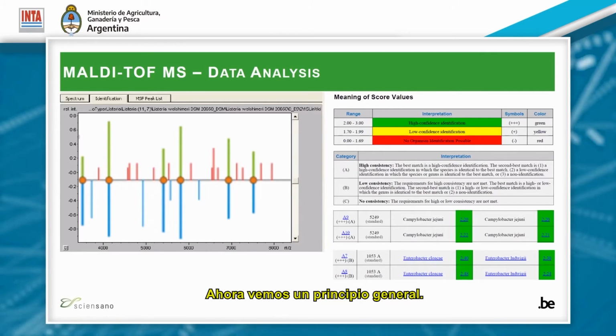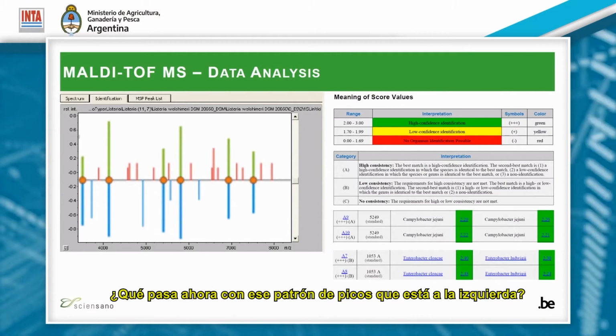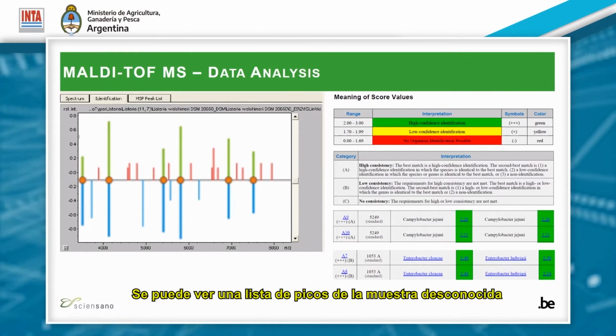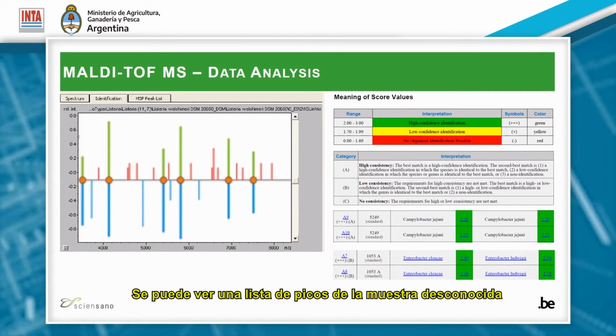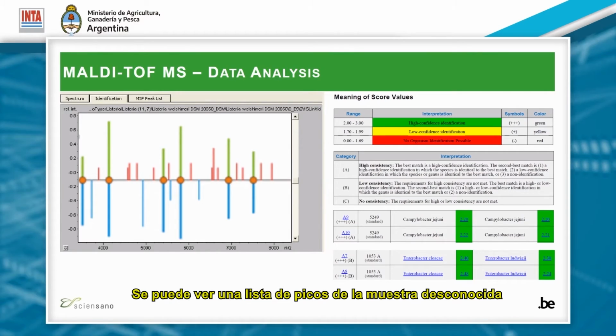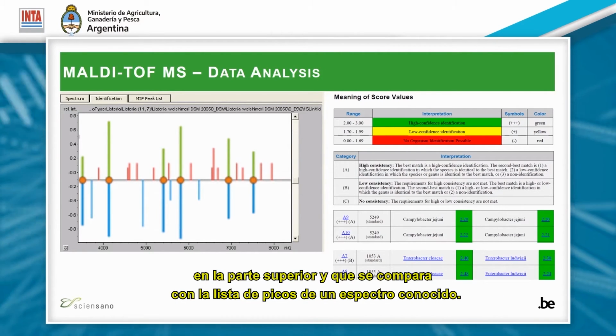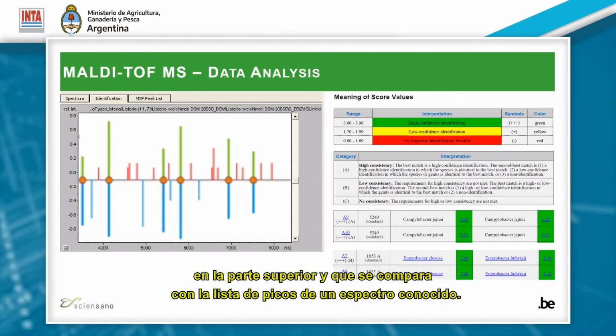Now, this is a general principle. What happens now with that peak pattern? On the left, you can see that a peak list of peaks of the unknown sample, which is on the top, is compared with a peak list of a known spectrum.